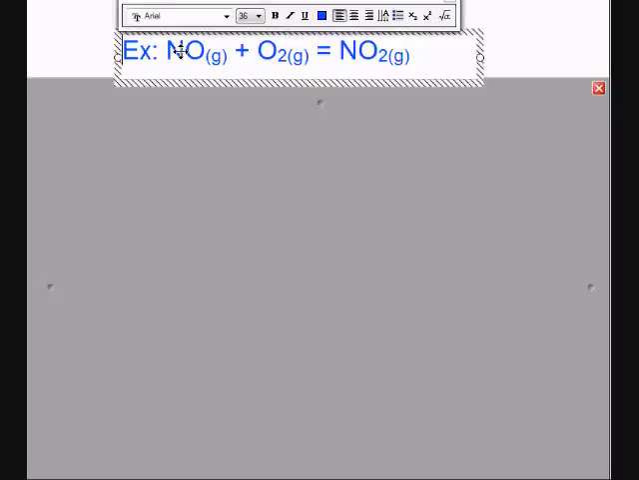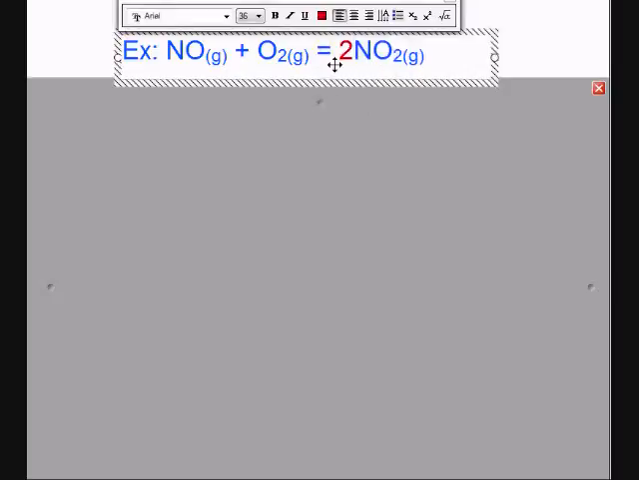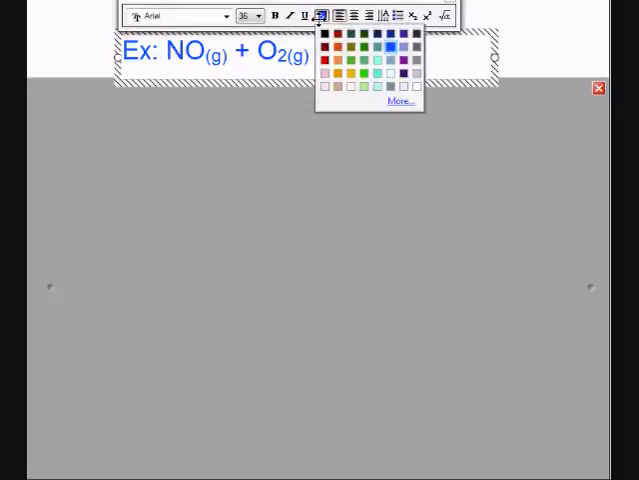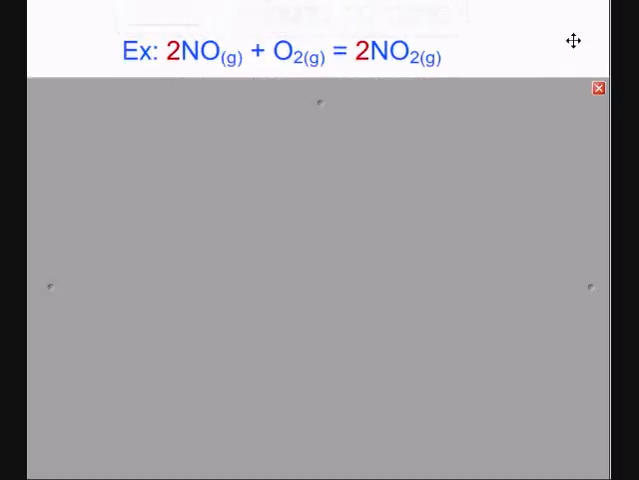We always start the same way. Let's see. 1 N, 1 N. Oxygen, 3, 2. That's not good. Let's go ahead. What if we take this up to 2? But now we've got 2 nitrogens, so let's put 2 nitrogens over here. 2 times 2 is 4, and that looks okay.